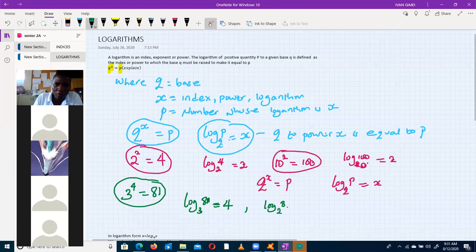Beg your pardon, I understood that part there. This part. So here we're trying to just make sense of the definition of logarithm. The definition says the logarithm of a positive number p to a given base q is defined as the index or the power to which q must be raised to make it equal to p.